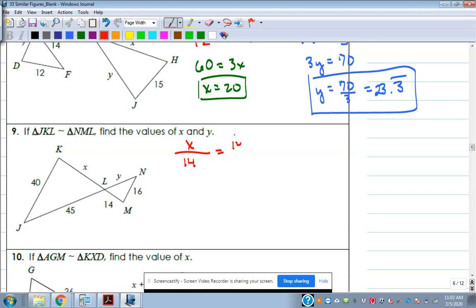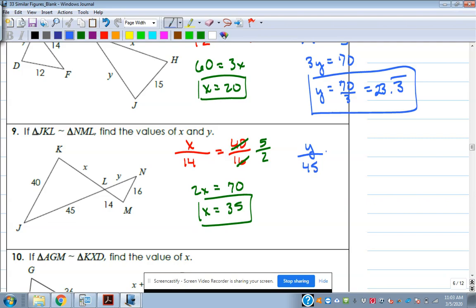40 over 16. Yeah. That'll simplify further. So 5 over 2, so it'll be 2x is equal to 70 again. 35, is that what you said, Brian? How do we find y? JL. And we can use that same ratio or scale factor. Do I have to flip it? y is on top now because it's from the smaller. So reciprocal on that because what we're looking for is from the smaller. 5y equals 90. 18. That's right on us there.